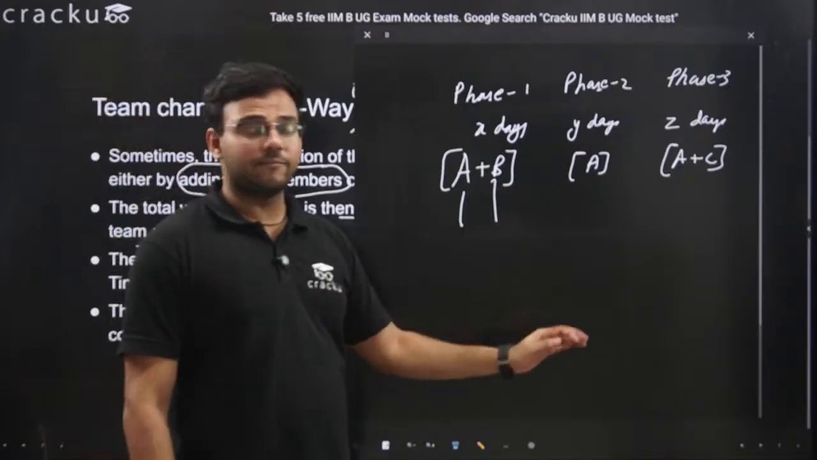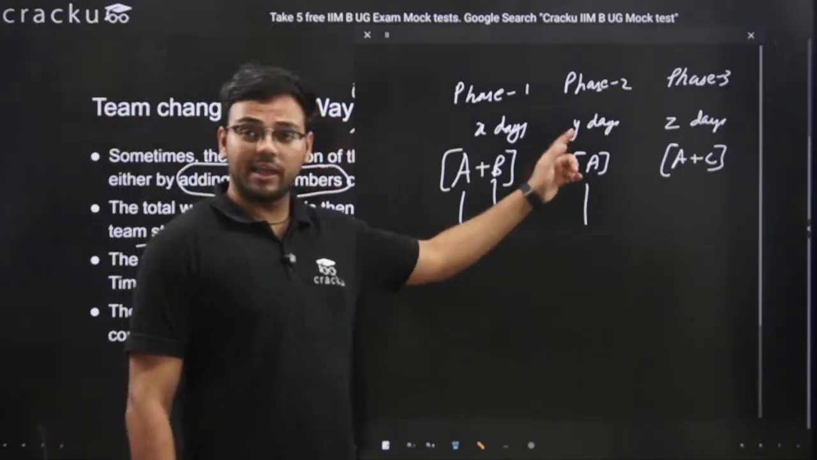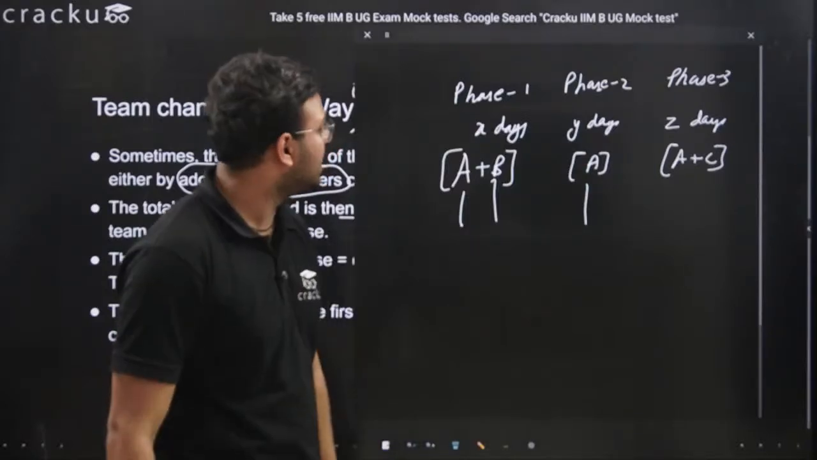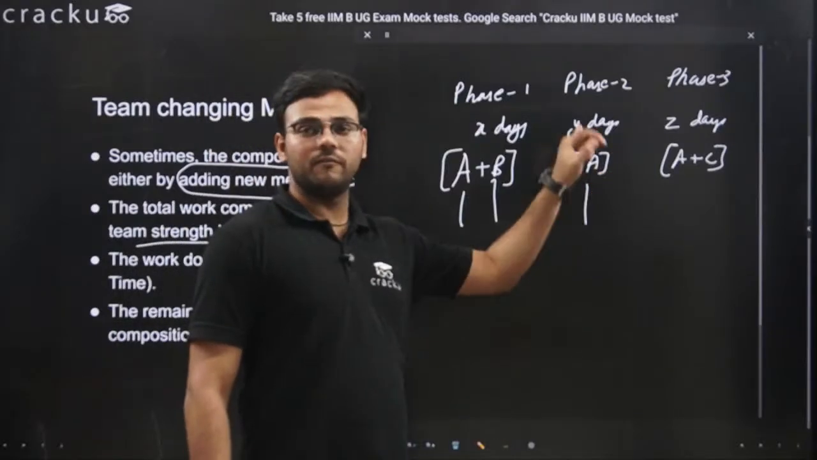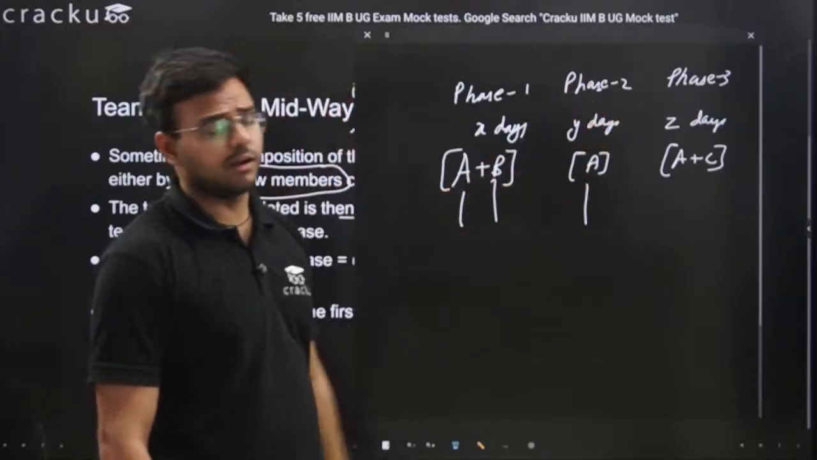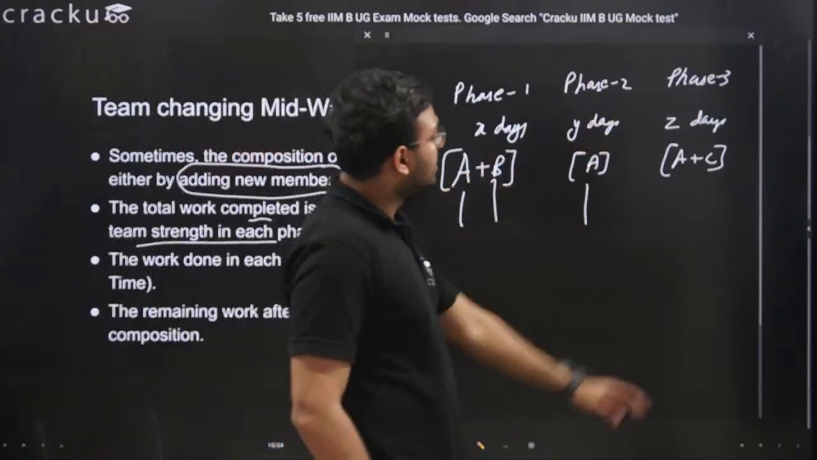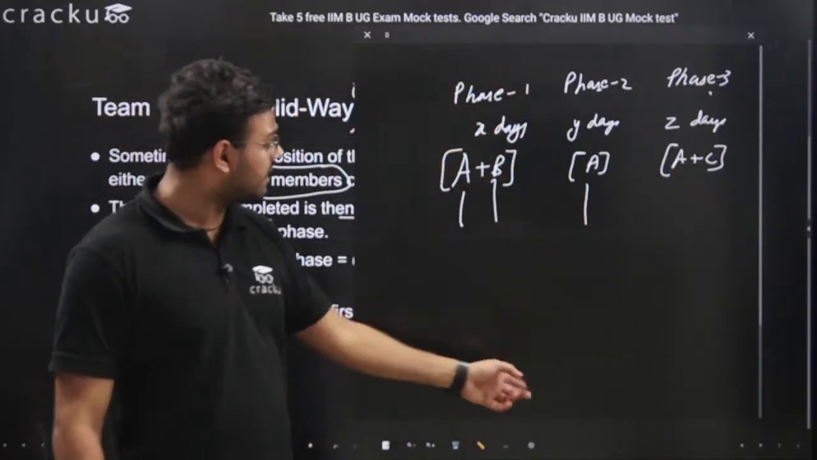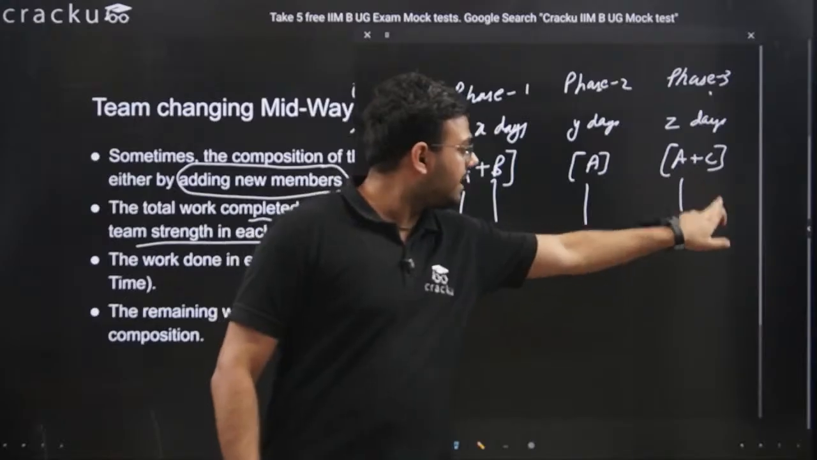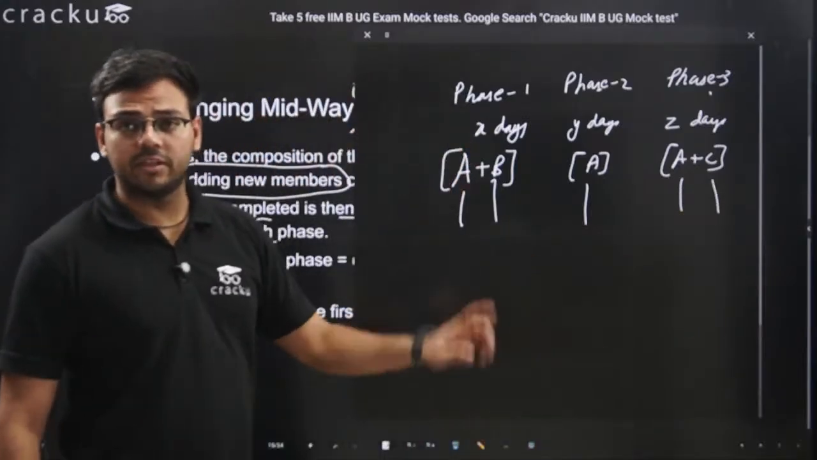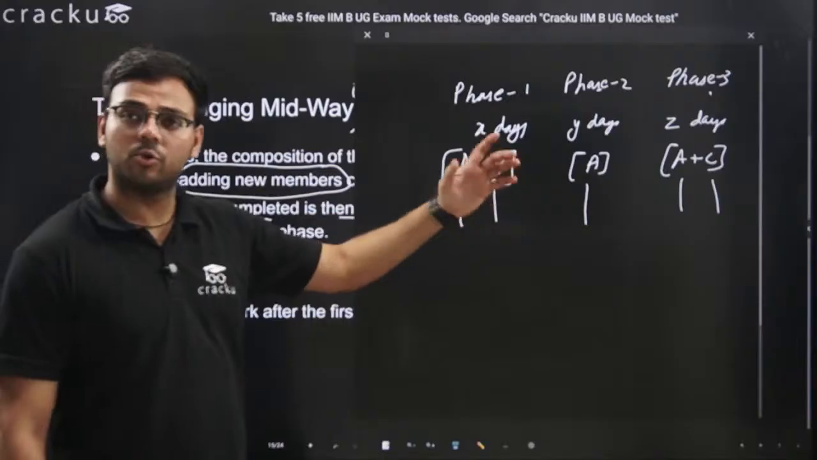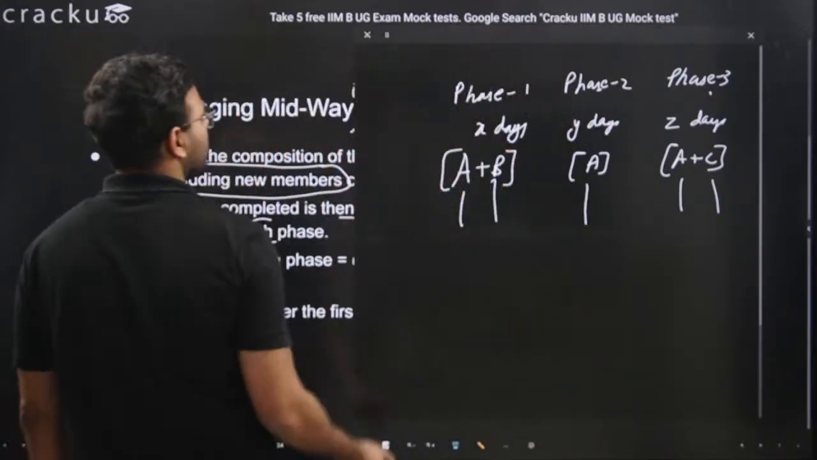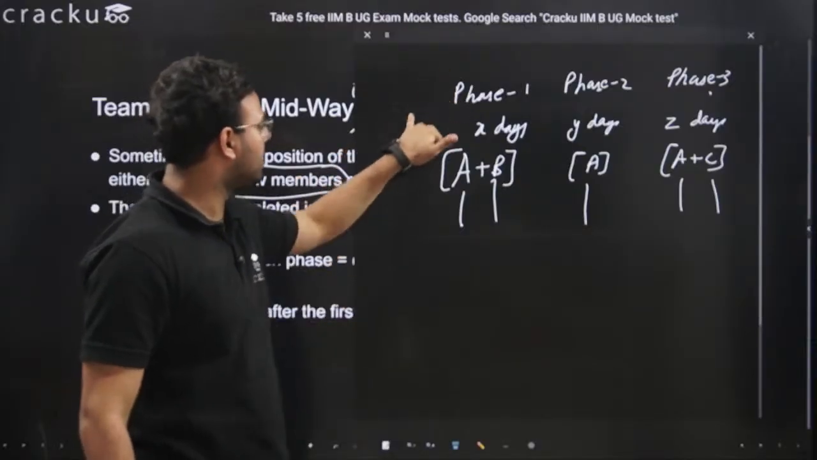Then in phase 2, B left and only A is working for Y days, so I have to just consider the efficiency of A, not of B, to get the work done in phase 2. Then in phase 3, A and C are working for Z days, so I have to consider the efficiency of A and C, multiplied by Z, to get the work done in phase 3. In this manner some questions will be asked, and you have to follow the same pattern.